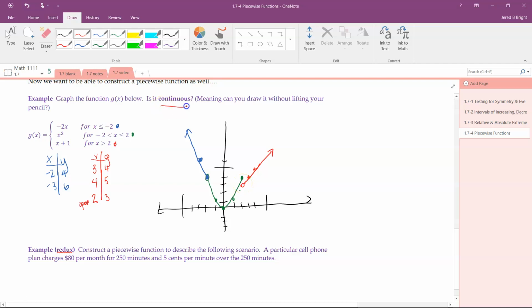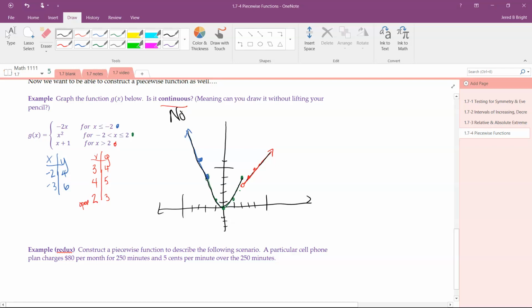Now the last question is, is it continuous? The idea of continuous is that you can draw it without lifting up your pencil. So imagine you're taking your pencil and drawing this. Yep, I can do this part just fine. And then, to get to the next one, I have to pick my pencil up and start all over again. So this one is not continuous. I need to lift up my pencil.